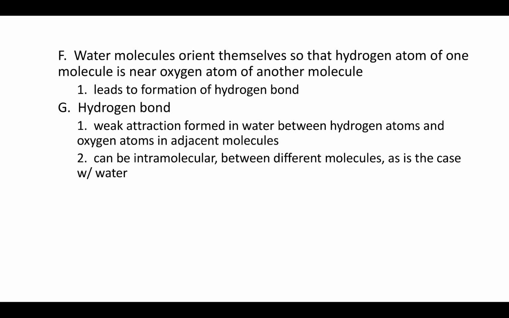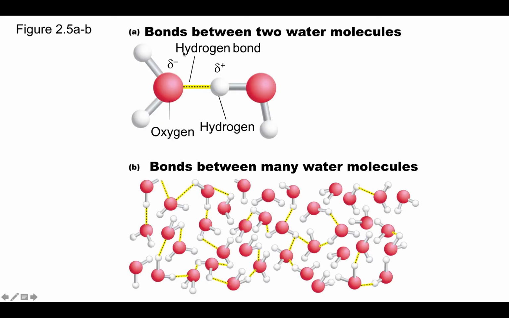And we're going to look at figure 2.5a through b in your textbook on those hydrogen bonds. Okay, first at the top, we're going to look at the bonds between two water molecules. So here we have two water molecules. The partial negative charge, remember, opposite charges attract one another. So a negative charge is going to attract a positive charge is going to attract a negative charge, okay? So the partial negative charge, remember, oxygen is more electronegative. It pulls electrons towards itself from the hydrogen atoms, which gives that partial negative charge.